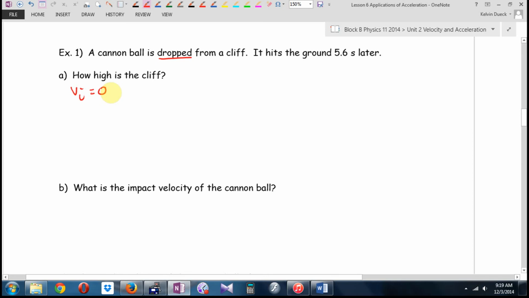What else has this question told me? t, 5.6. The other thing, when you see the word dropped, you know the acceleration. It's negative 9.8. Why negative? Down. You're speeding up, going downwards. I will not tell you that. If you're in free fall, if you're dropping an object, you can just write that down. What's this question asking me to find?